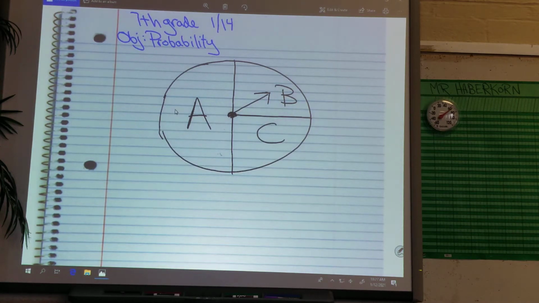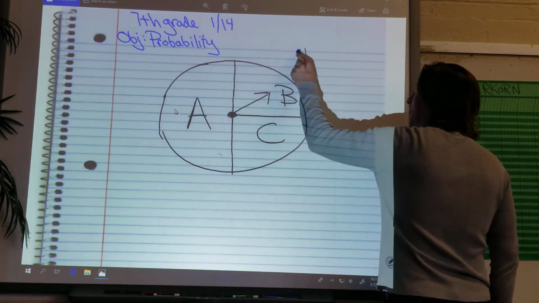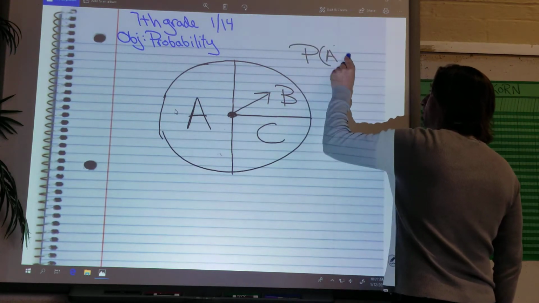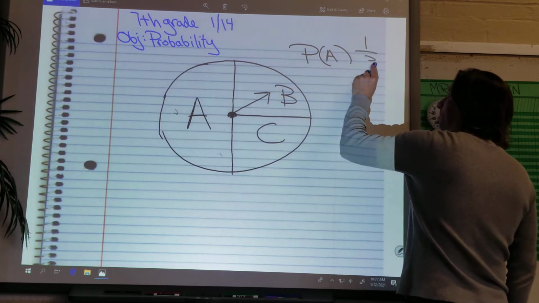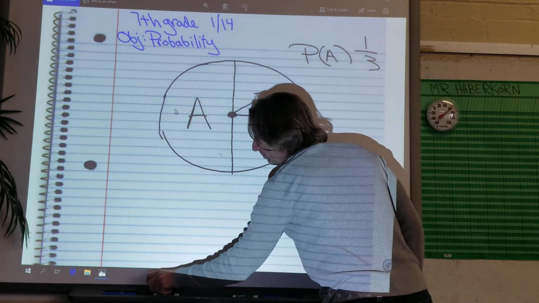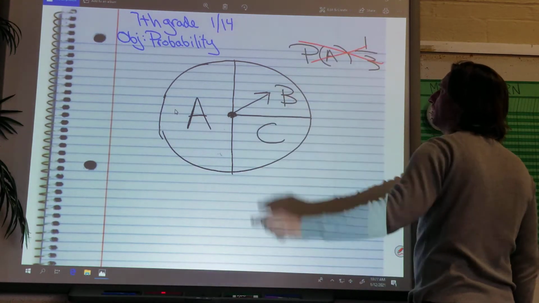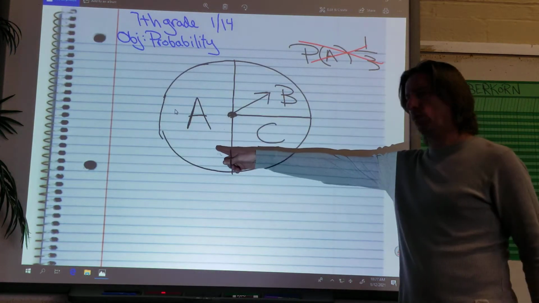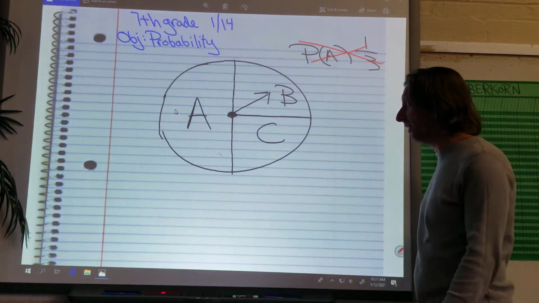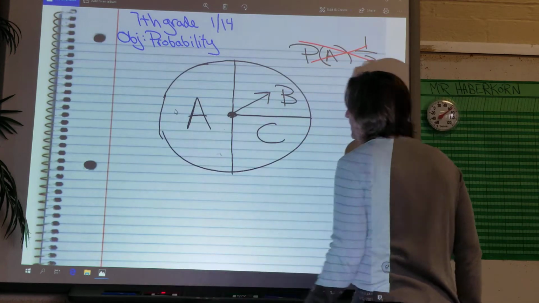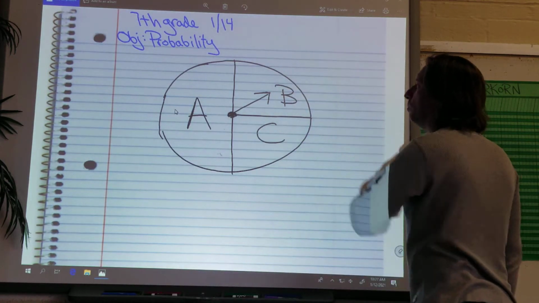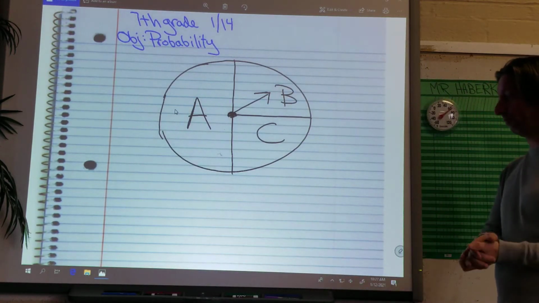So that makes it a little bit difficult. If they asked you the probability of A, you're going to want to say 1 out of 3. That is not right, because they're different. The A is way bigger than the B and C. So it's easier to land on A than it is to land on B or C, right? So what do we do? How do we figure this out?